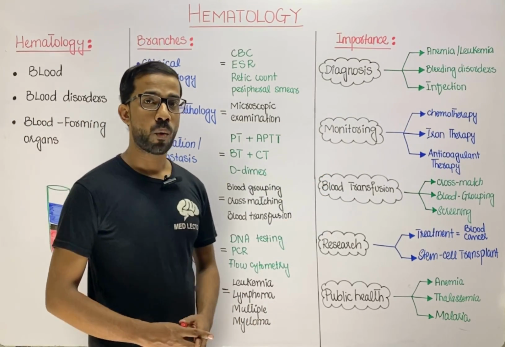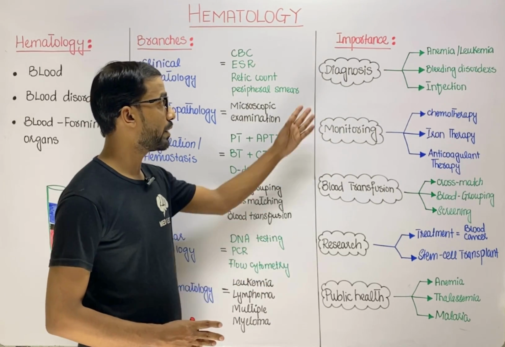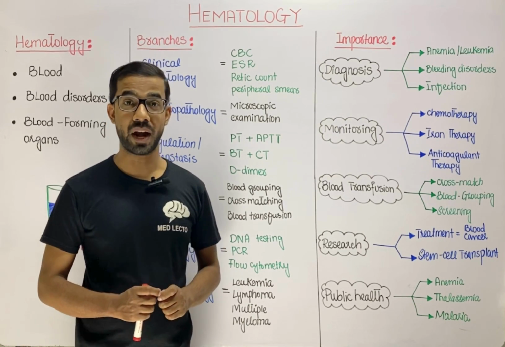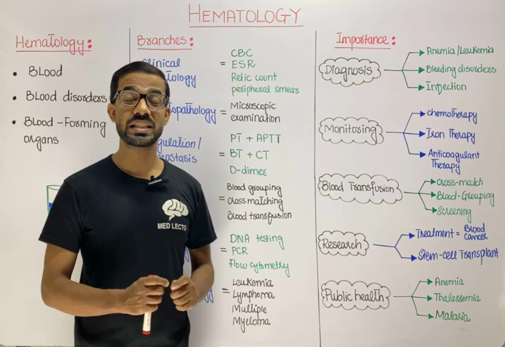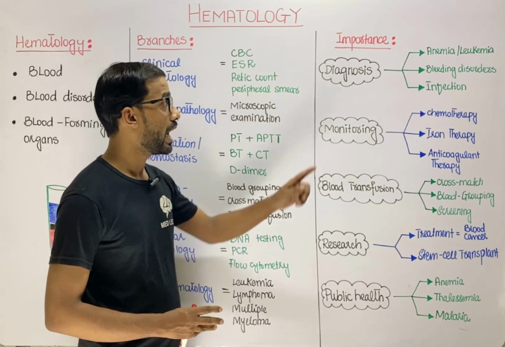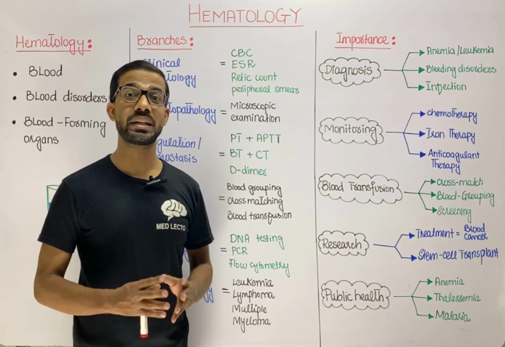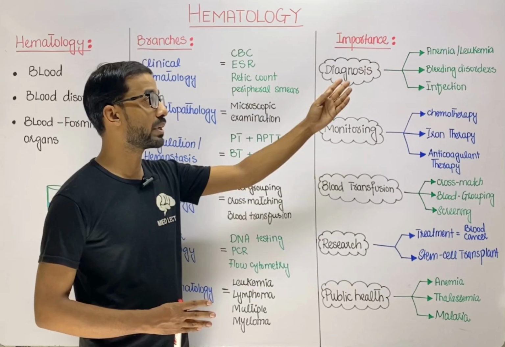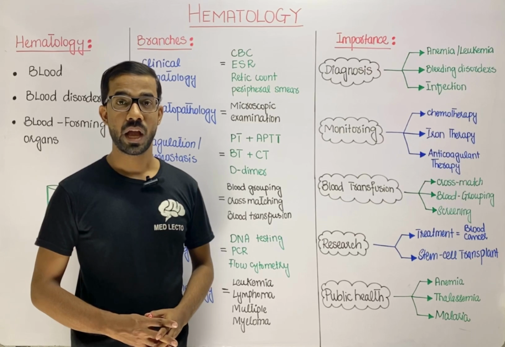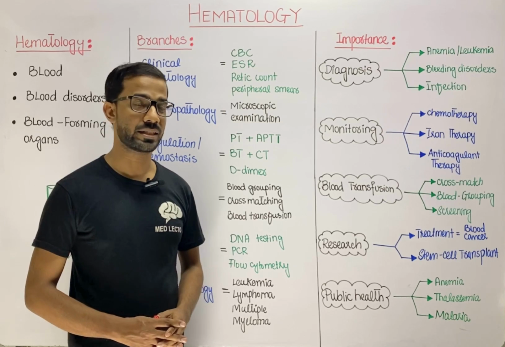Next, we will move to the importance of hematology. How important is it in the medical field? First, diagnosis. We just look at the blood, and from the blood we can see the different conditions of the body. Just by looking at the blood, or by doing some tests on the blood, we can know about anemia, leukemia, bleeding disorders, and the different infections happening in the body of the patient. That shows how important blood is in our body.